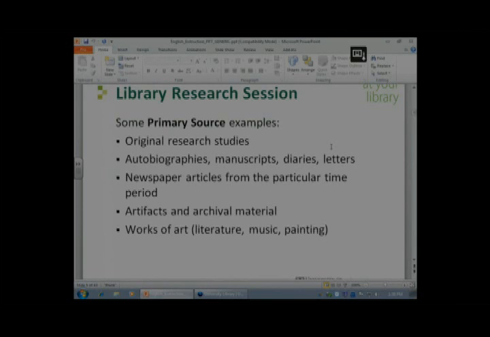Certainly works of art as a primary source. Literature, music, painting. Literature is obvious. That's what we're dealing with in the class you're in. But in some of your other classes, music, painting, in history, some of these other different kinds of works of art can come into play. And those are all primary materials as well.